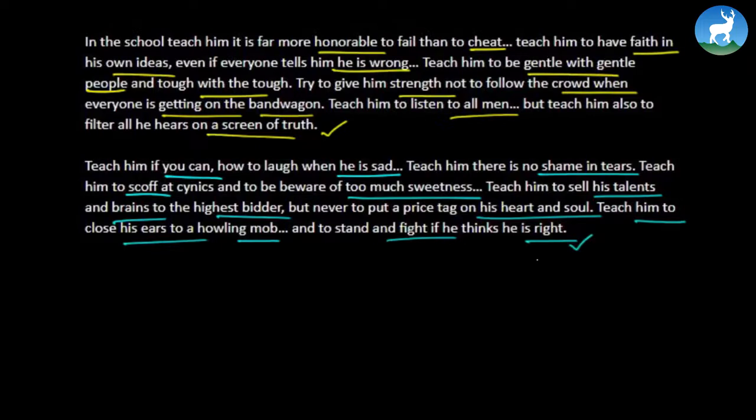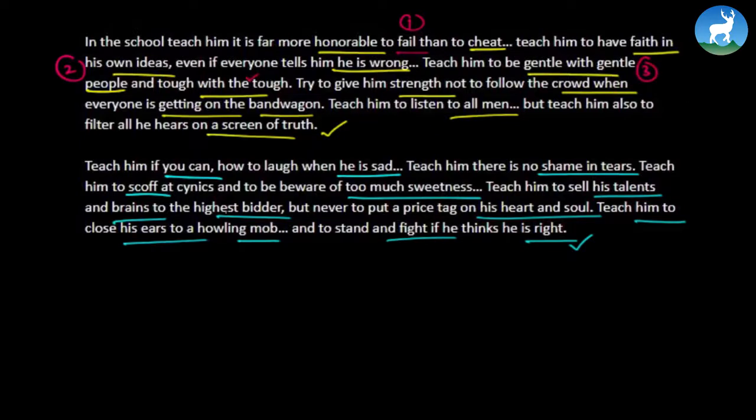So these are the things Lincoln wants the headmaster to teach. It is far more honorable to fail than to cheat. And he should have faith in his own ideas. When everyone tells him that he is doing wrong, but he believes deep inside that he is doing right, he should follow his own heart. He should be gentle with gentle people and tough with tough people.